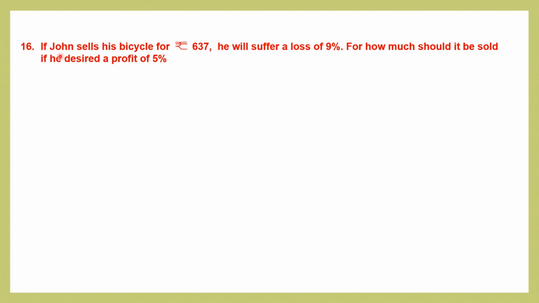Question 16. If John sells his bicycle for 637 rupees, he will suffer a loss of 9%. For how much should it be sold if he desires a profit of 5%? So if he's going to sell it for so much, he's going to get a loss. But he wants to get a profit of 5%. So what is the amount for which it should be sold is the question. So selling price of the bicycle given to us is 637 rupees and the loss is 9%.